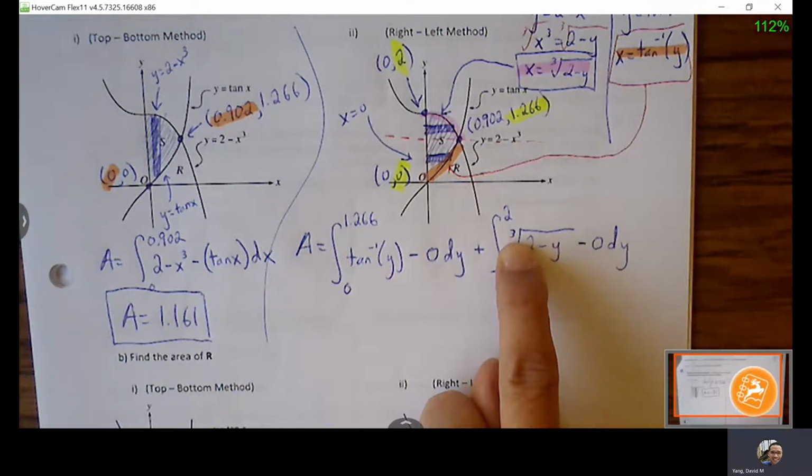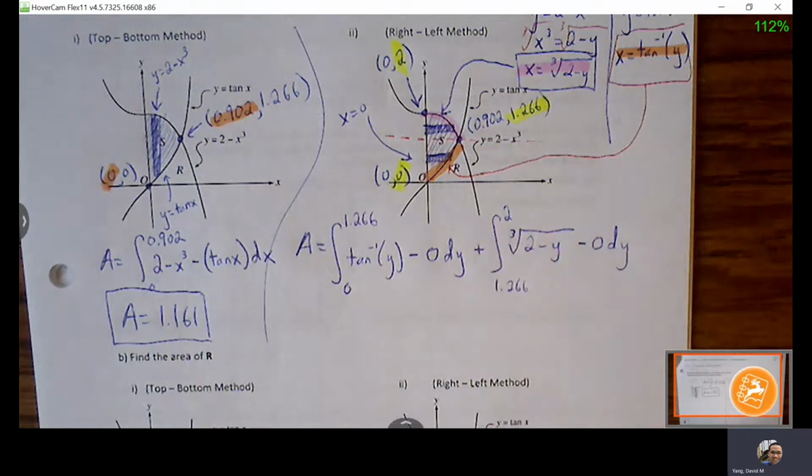At least on the TI-36 Pro, you're going to have to use the root button.